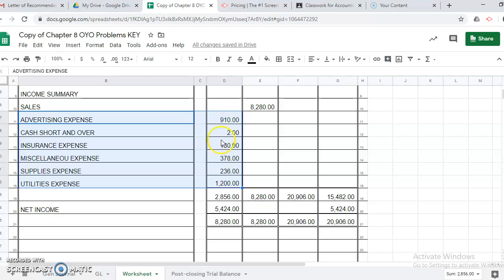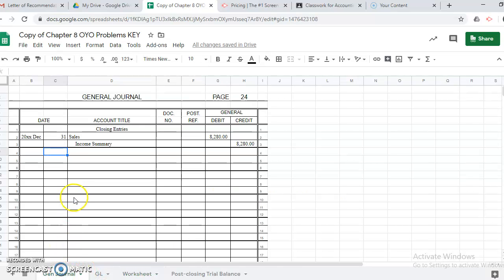So I know that these are debits. So to bring these back to zero, I'm going to have to credit them. So in this case, the debit would be income summary for this amount of the total expenses. So in my general journal, I would put the 31st here. I'm going to type income summary. And that debit amount would be the $28.56. And then I'm going to have to put all of those amounts as credits.